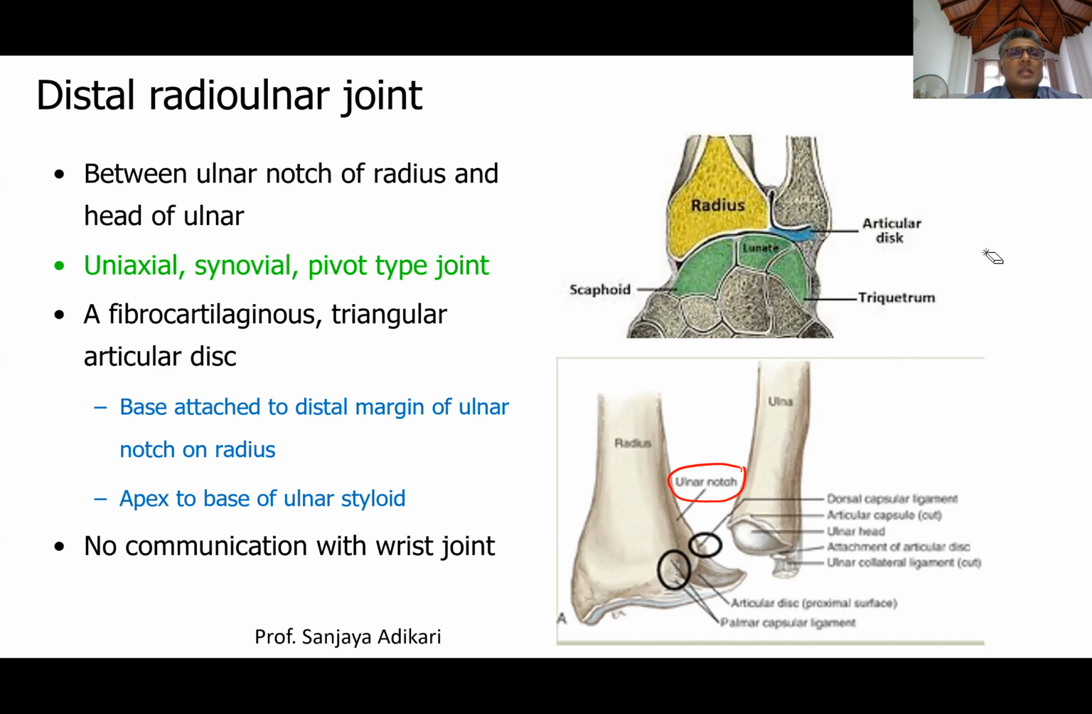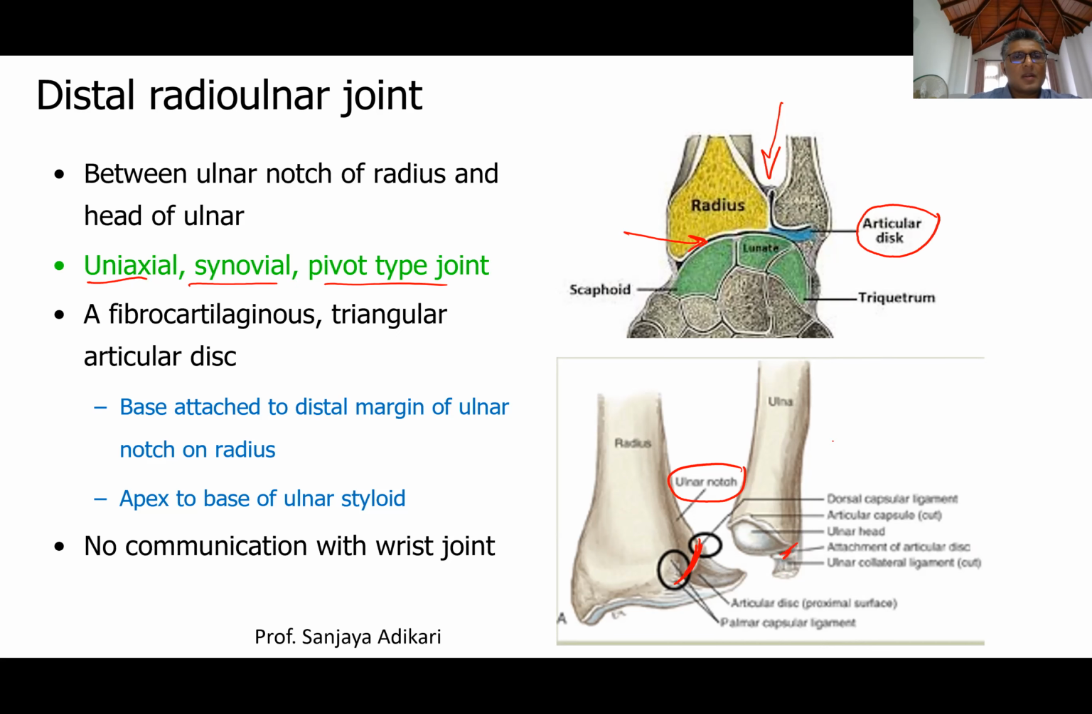Then it is again a uniaxial, just like the proximal one, uniaxial synovial pivot type joint. Now the distal radioulnar joint, unlike the proximal radioulnar joint, which was connected to the elbow joint, is not connected to the wrist joint. It's closed off from the wrist joint because of a fibrocartilage articular disc, which is just distal to the head of the ulna, attached between the distal end of the ulnar notch on the radius and the base of the ulnar styloid here.